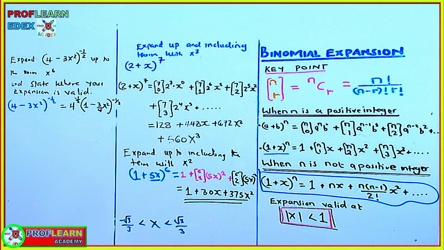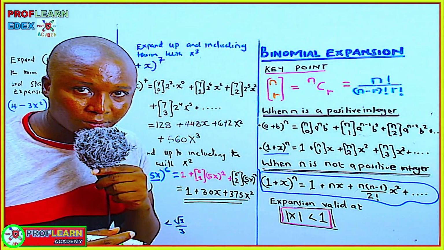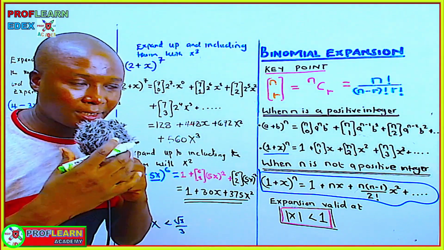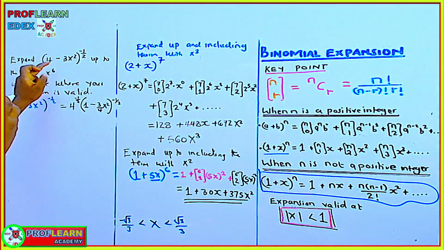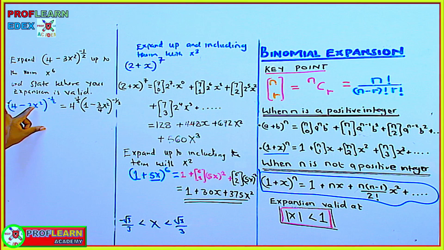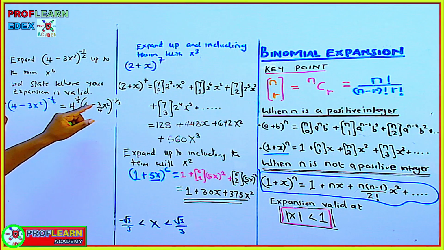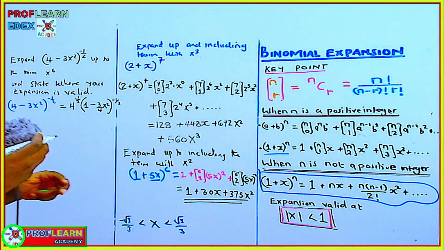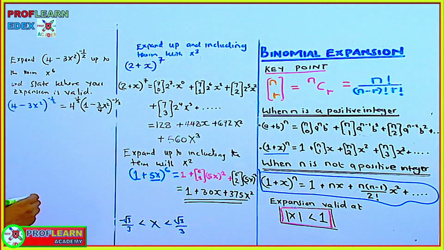Right? Are we together? You take the number that is here out, you divide 4 by 4 is 1, and 3x squared divided by 4 is 3x squared over 4. So this is the expansion we are now going to work out.